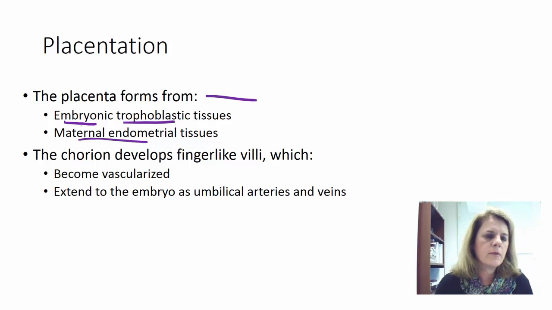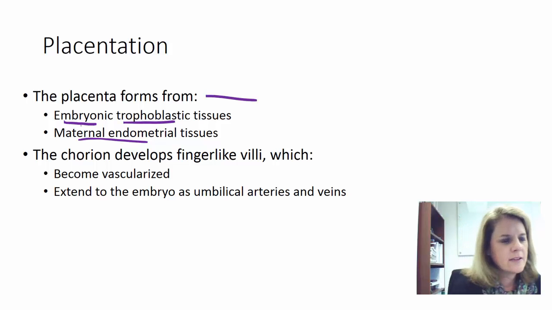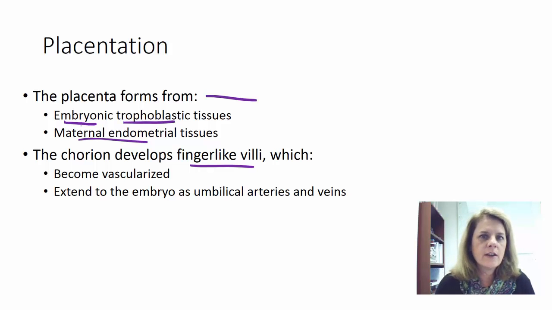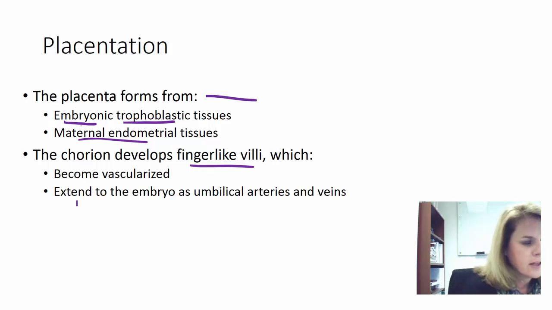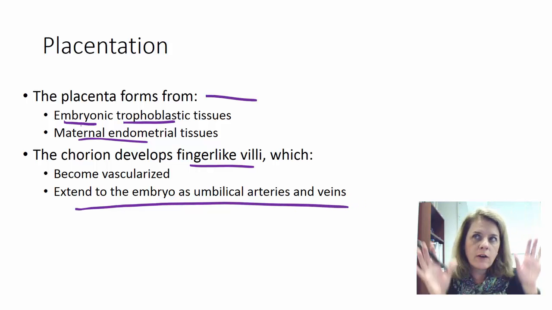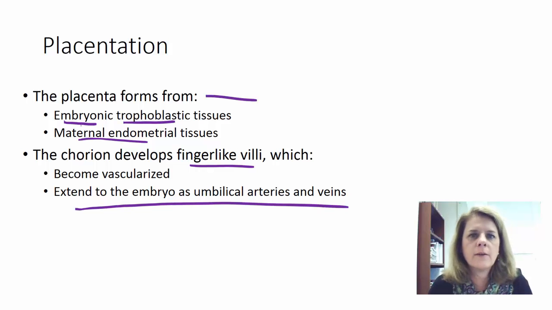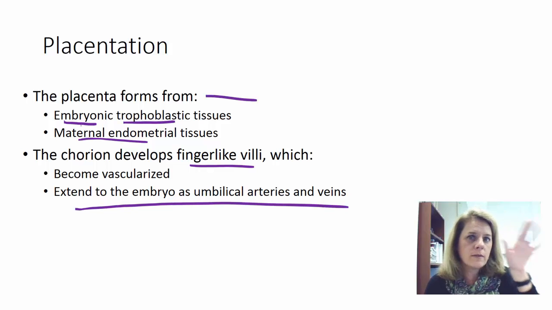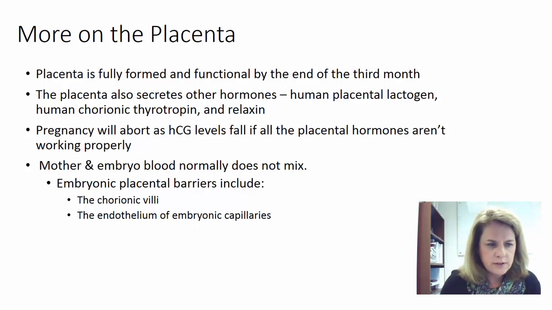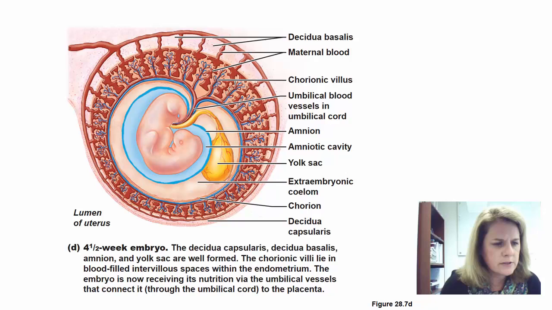And so remember, the embryo makes the chorion, and the chorion forms these finger-like villi, which are basically fingers of vasculature that will extend from the embryo and around and surrounding it, and kind of forming the embryonic portion of the placenta, but also form the umbilical cord, which is going to have arteries and veins. So let's kind of go to this next picture. I'm going to come back here in just a minute.